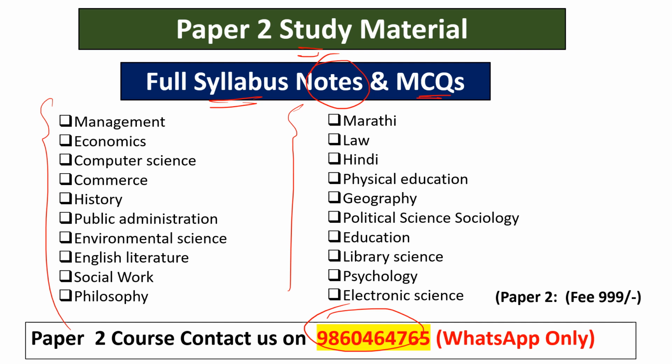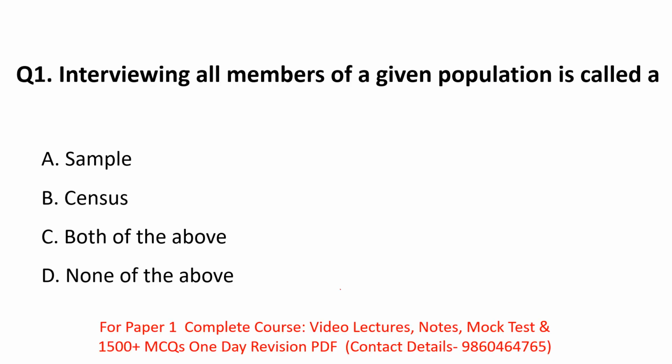So without wasting our time, we're going to start with the MCQs. The first question here is: interviewing all members of a given population is called. What they are asking, you have to read the question twice. Interviewing all members, what you are doing? You are interviewing all the members of the population. That means it is known as census.